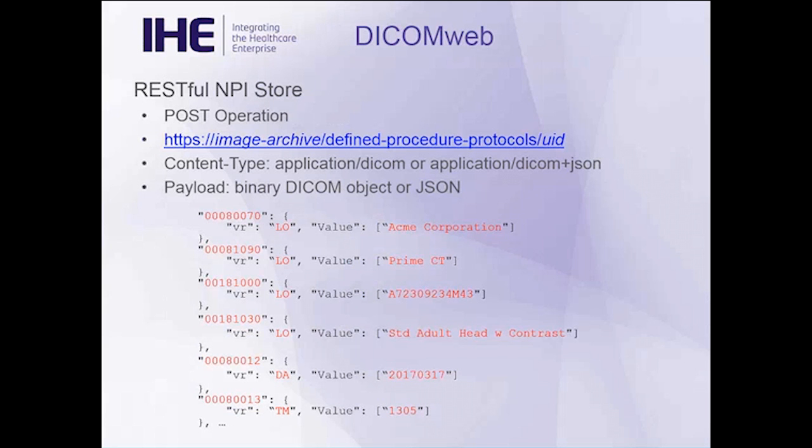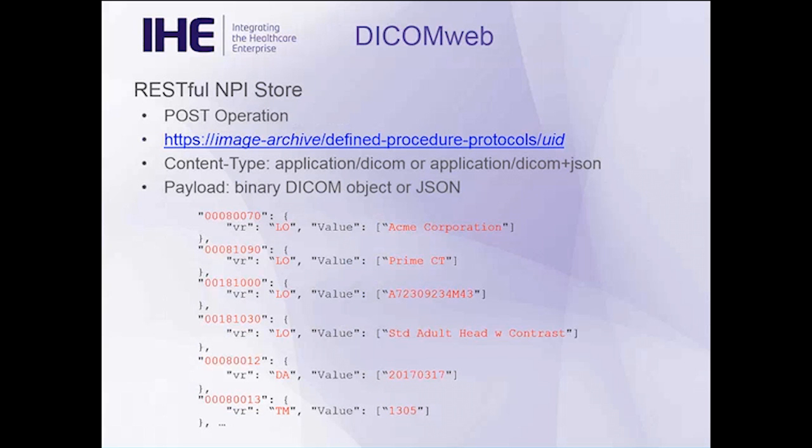Lastly, getting into the transportation, the RESTful operations, in this case doing a store. This was a basic POST operation. You'd be using a URL that would be, for example, to the image archive that you're storing to. There's a resource collection there called Defined Procedure Protocols, and then the UID of the particular instance that you're storing.